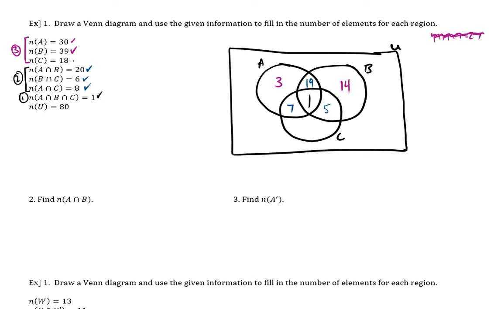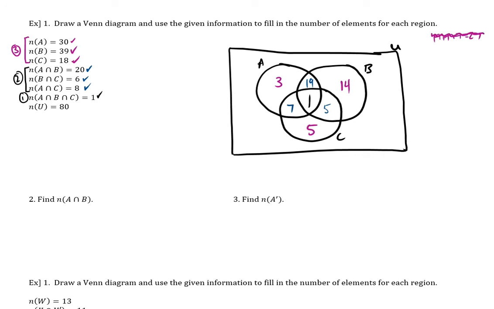The number of elements in C is 18. I currently have 8 plus 5 is 13. So I need 5 more to add up to 18. And then again, I can kind of double check real quick. 5 and 5 is 10. 7 and 1 is 8. 10 plus 8 is 18. Okay, so that's looking very good for us at this moment.